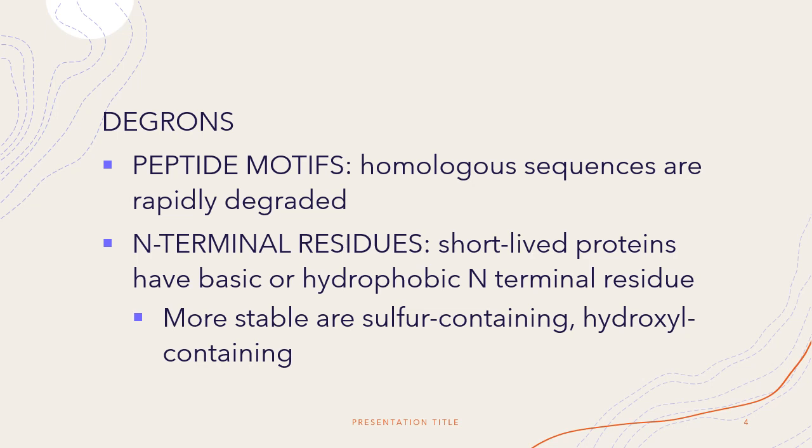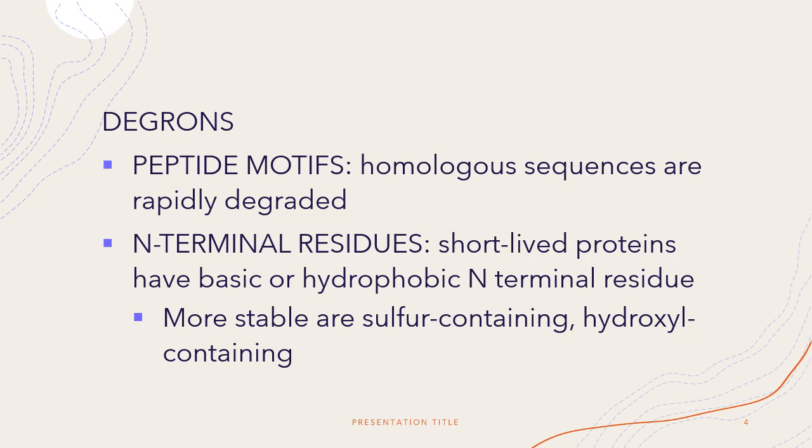For your peptide degrons or peptide motifs, proteins with certain homologous sequences are rapidly degraded. Examples given are proteins that have extended sequences containing proline, glutamate, serine, and threonine. They have half-lives of 2 hours. Please look for additional reading on the half-lives of proteins.